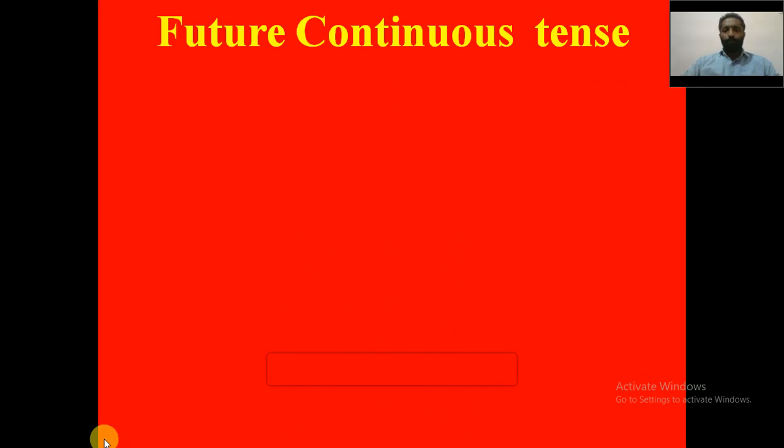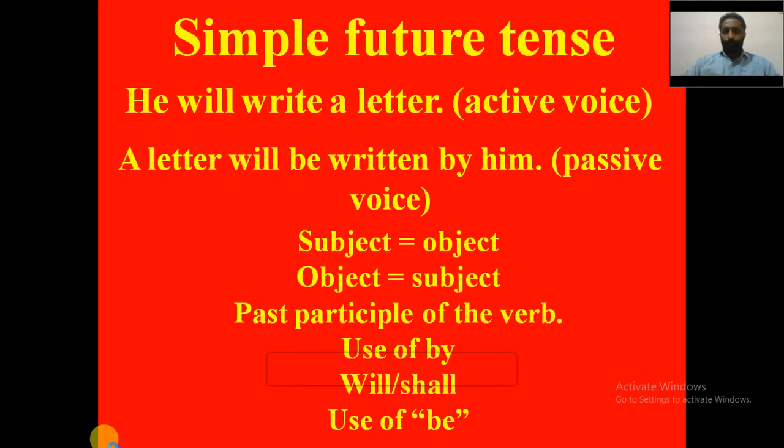Beginning with simple future tense. Remember the changes: subject becomes the object, object becomes the subject, past participle of the verb, use of by. These are the four basic changes, and in addition to that we have use of will or shall, plus the word called be. So these are the two additional changes that will happen in a simple future tense.